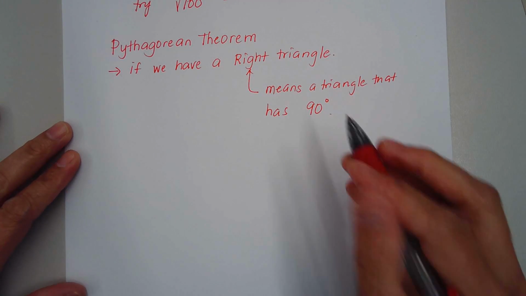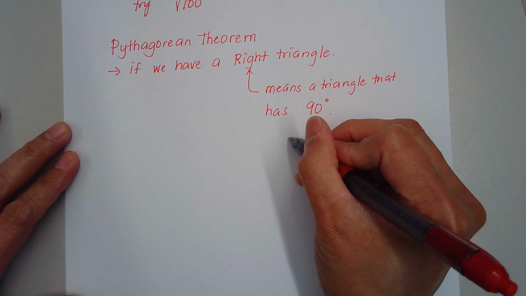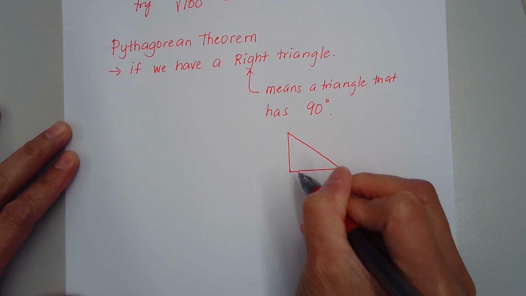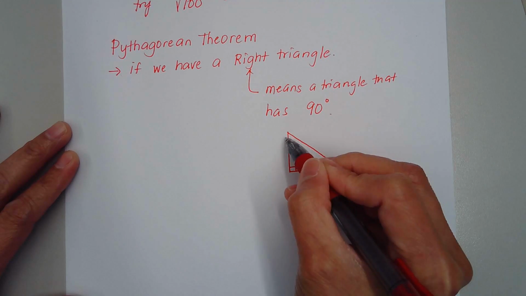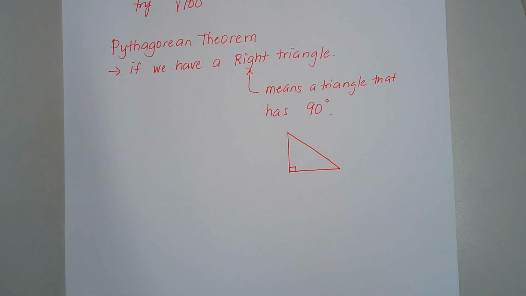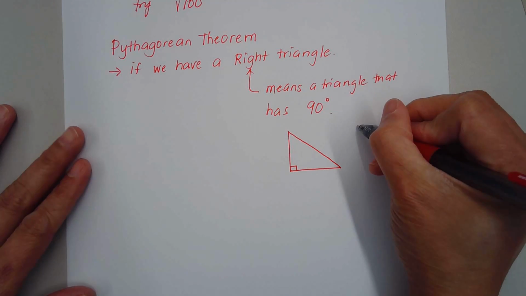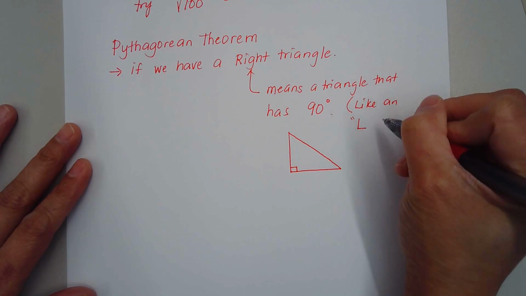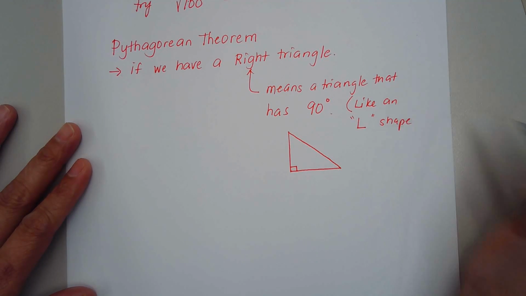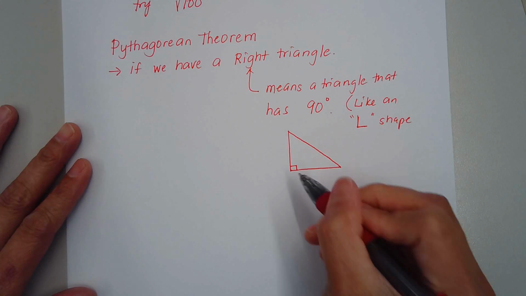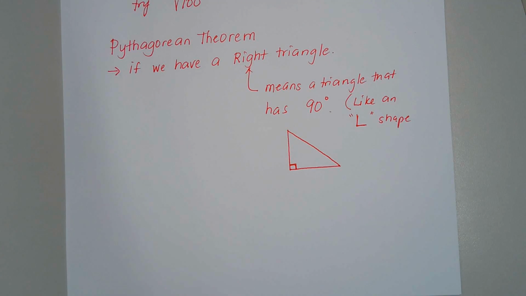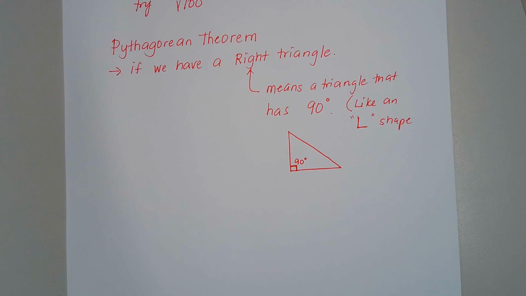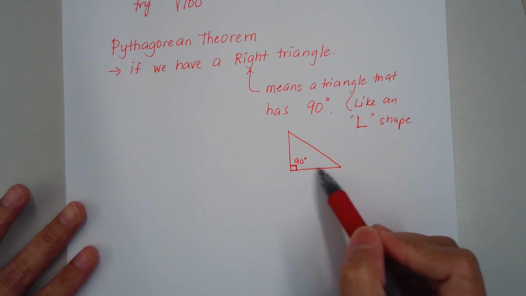Okay, 90 degrees is when we have sides that are perpendicular to each other. It's like an L shape, right? Look at it like an L shape. Where's the L shape? Right there. That's your right triangle. This makes this angle here 90 degrees. So that's a right triangle.